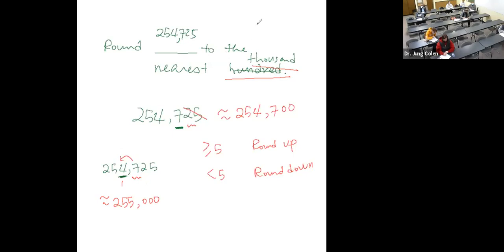Okay, so use the same rule. If we are given 7.456, let's round this to the nearest 100th. That's the first thing. Nearest 100th.